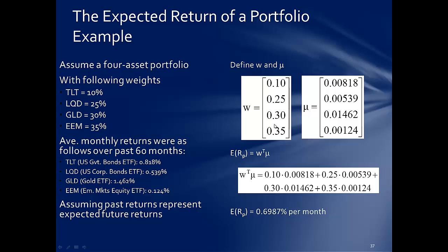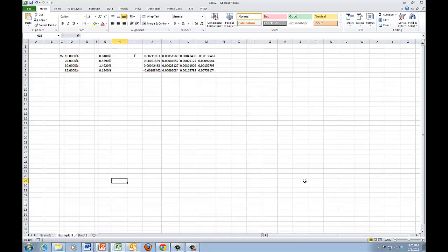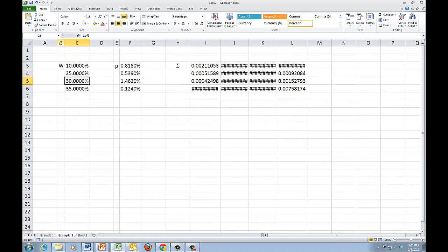Well, we define our W vector, which is just the weights, our mu vector, which is the average monthly returns, and then we simply take W transpose mu. So we turn this, instead of a 4 by 1 vector, into a 1 by 4 vector, and then we just multiply element by element to get our portfolio expected return. This is easily executed in Excel. And again, let me enlarge this just a little bit. So here is our W vector.